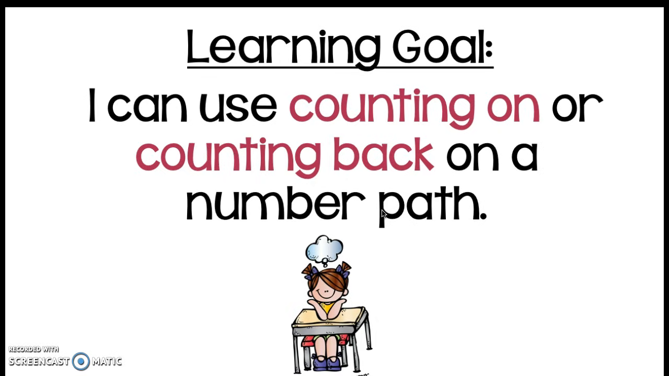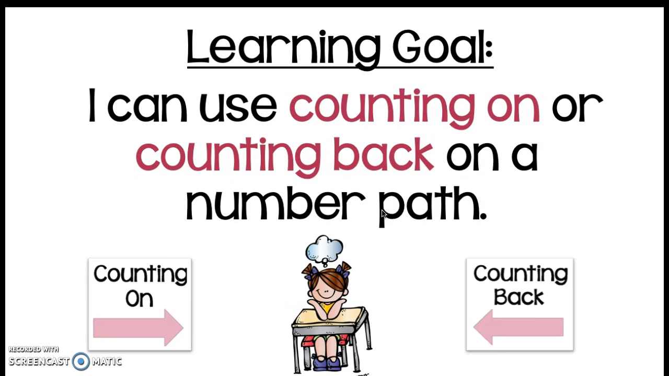Our learning goal for today says I can use counting on or counting back on a number path. And it's up to you, friend. Which one works best for you? Counting on or counting back? Which one makes the most sense for the problem? Now, here's the deal. Just for the record, if you count on or count back, you're for sure going to get the right answer as long as you go slow and you're very organized and you take your time. You're definitely going to get the right answer.